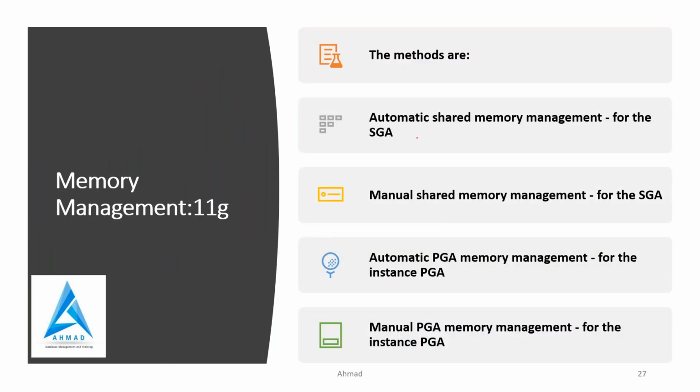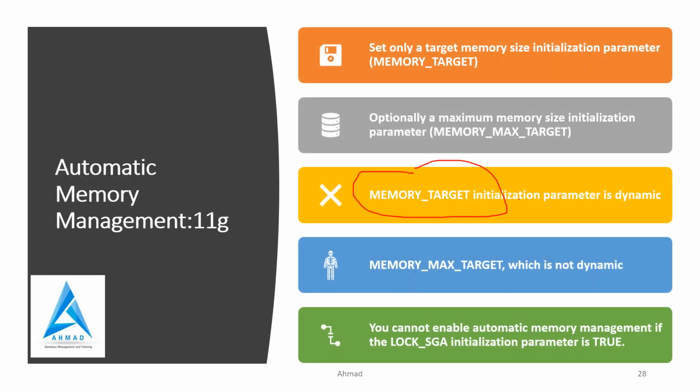And the parameter is MEMORY_TARGET, and this is a dynamic parameter. The maximum value you can define by MEMORY_MAX_TARGET. This is a static parameter and requires a shutdown, but MEMORY_TARGET is a dynamic parameter, so it does not require a shutdown, but you can increase it up to the max level if this parameter is given. If you didn't give it, then automatically the MEMORY_TARGET value will become the MEMORY_MAX_TARGET value. So you have to be careful.